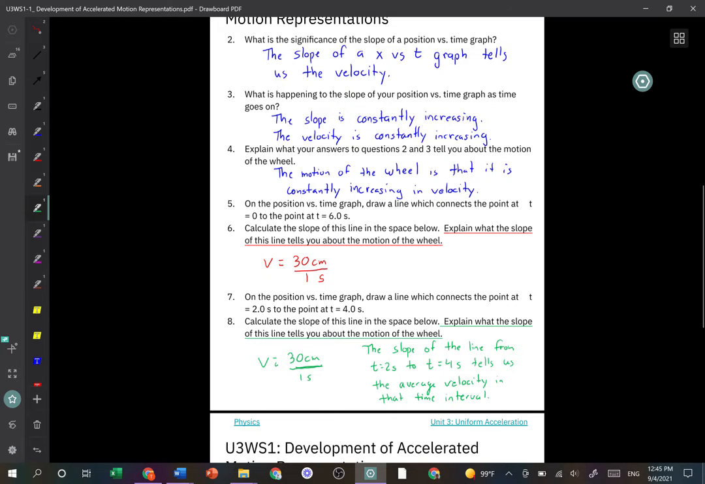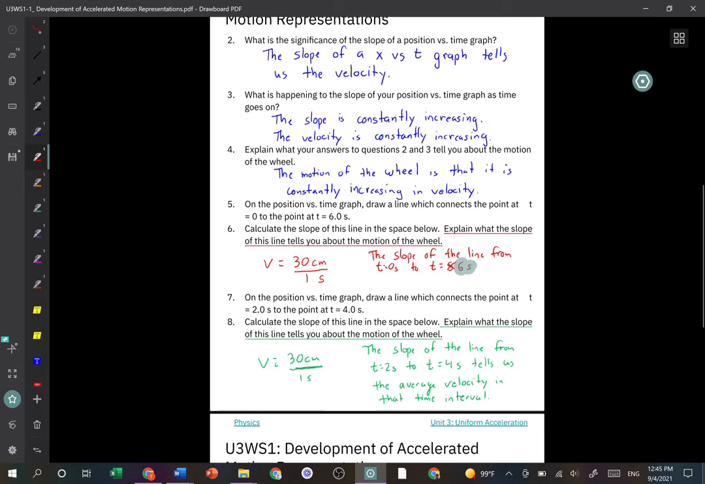Now, that's going to be a very similar explanation to what we have for problem number 6. Explain what the slope of this line tells you about the motion of the wheel. The slope of the line from a time of 0 seconds to a time of 6 seconds is going to tell us the velocity in the entire time interval.